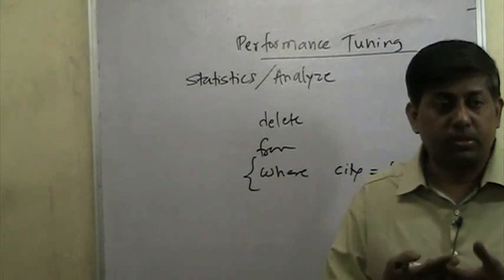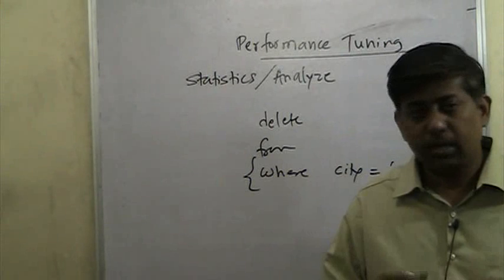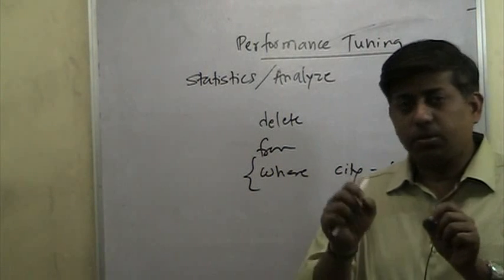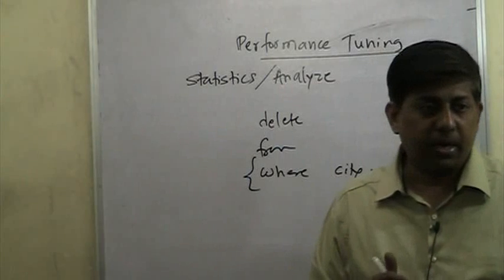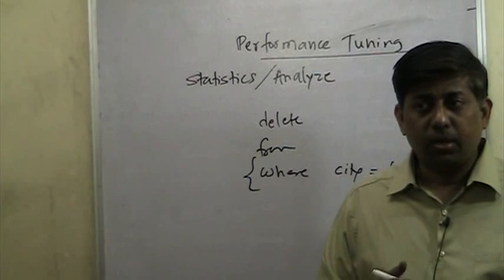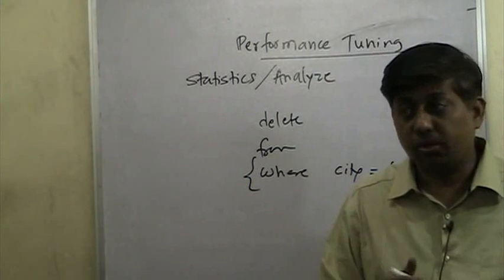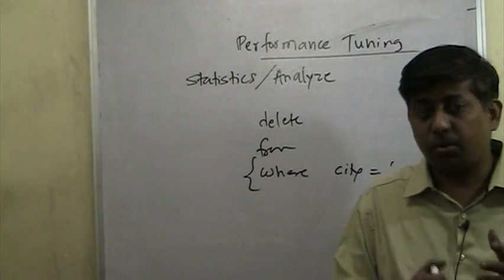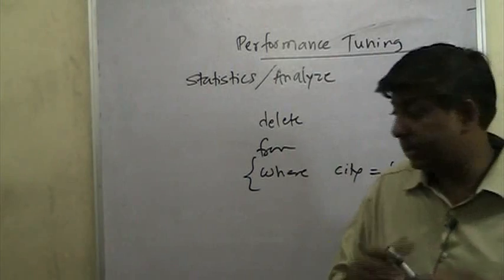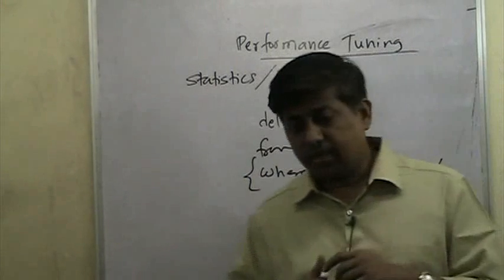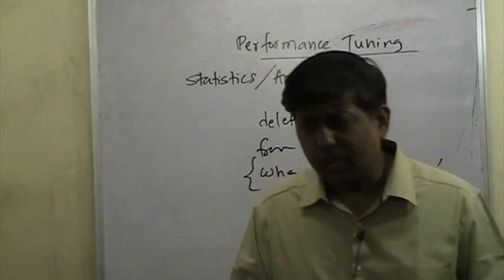When you join two tables, employees and departments, you say employee.department_id is equal to department.department_id. What are you trying to do? What is the join? A join is basically a loop. So let us try to understand what a join is, and then you will understand the importance of an index in that join.